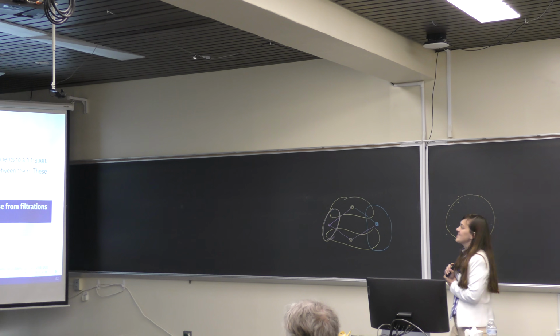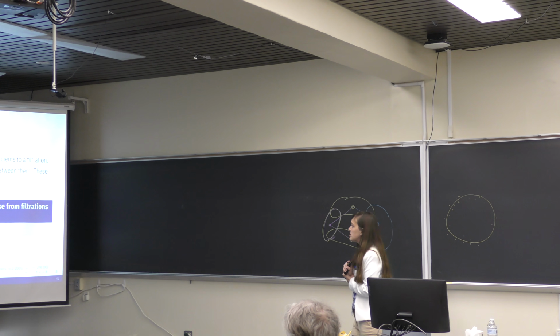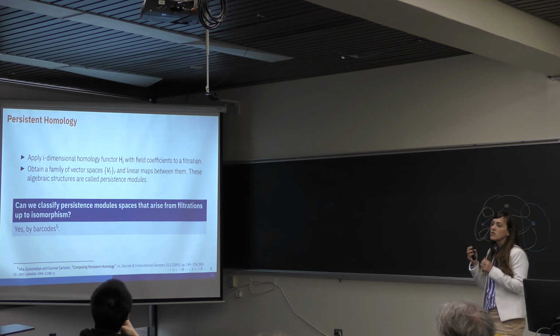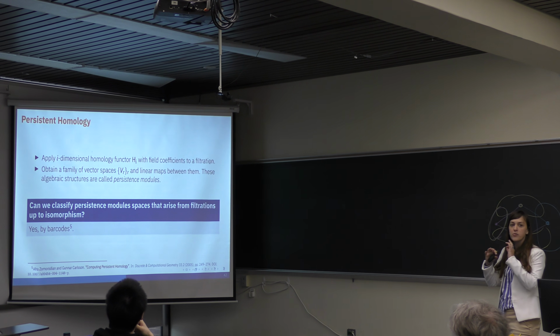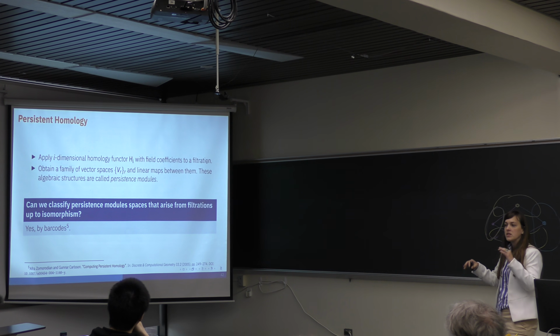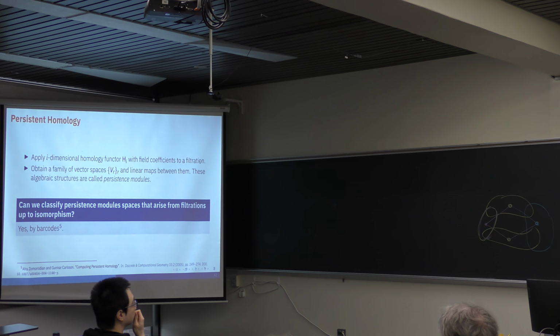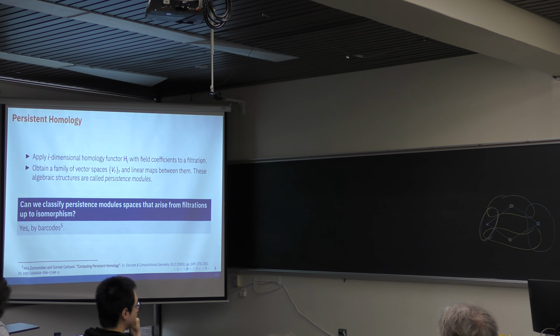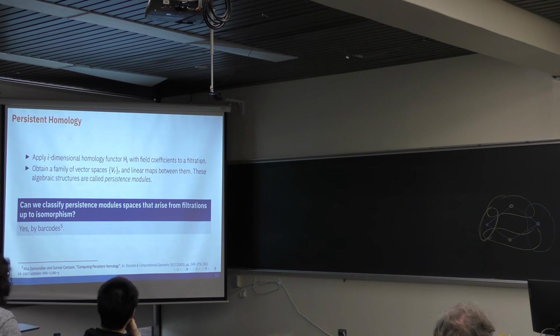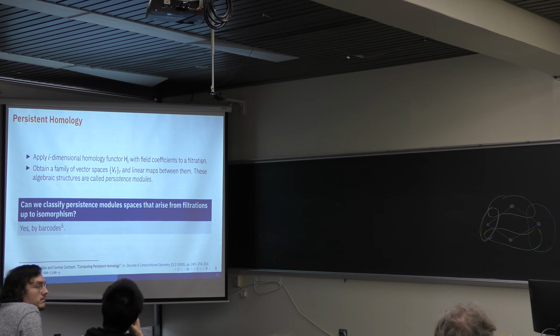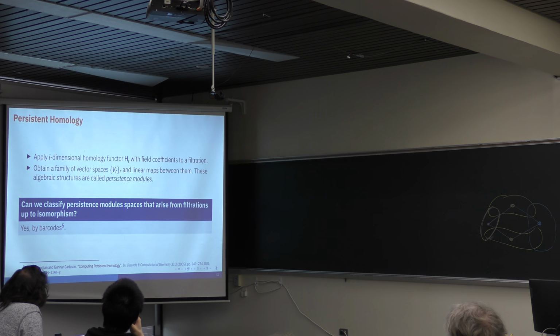So what we end up with is a family of vector spaces and linear maps between them. The parameter R can be all reals; in the case that I showed you, it's the reals from 0 to infinity. These are called persistence modules, or persistence vector spaces. And then the question is, can we classify these persistence vector spaces?